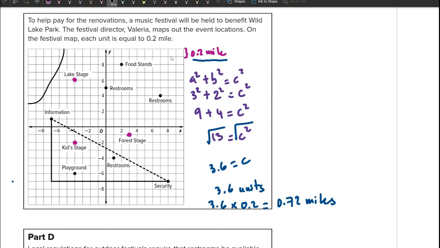So every box is 0.2 miles. That will be 5 boxes away to make 1 mile away from a stage. So from, let's say, the forest stage, I'm going to count over 5 boxes. 1, 2, 3, 4, 5. And then over here, 1, 2, 3, 4, 5. So this is exactly 1 mile away from the forest stage. That point is exactly 1 mile from the forest stage.